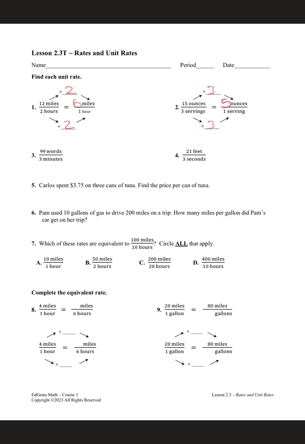For number 3, we've got 99 words for 3 minutes. To find the unit rate, we're going to divide both the numerator and the denominator by 3, because that's the number in the denominator. So 99 divided by 3 is 33. So 33 words in 3 divided by 3, that's 1 minute.